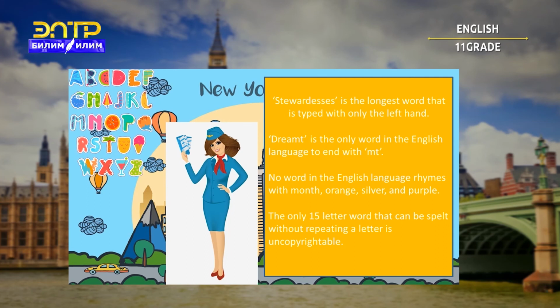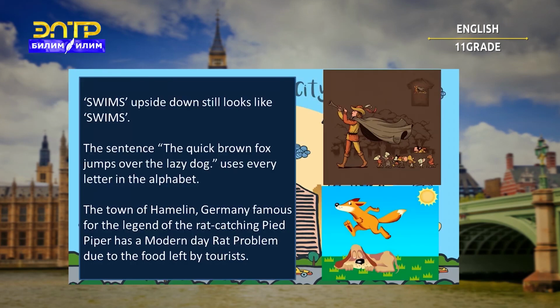Stewardesses is the longest word that is typed with only the left hand. Dreamed is the only word in the English language to end with "mt". No word in the English language rhymes with month, orange, silver, and purple. The only 5-letter word... The longest word that can be spelled without repeating a letter is uncopyrightable. Swims upside down still looks like swims. The sentence "the quick brown fox jumps over the lazy dog" uses every letter in the alphabet.